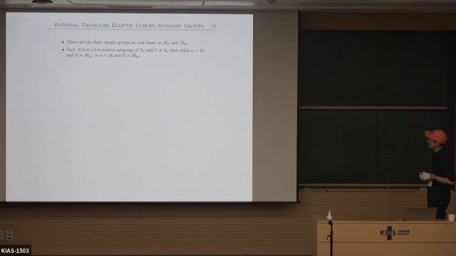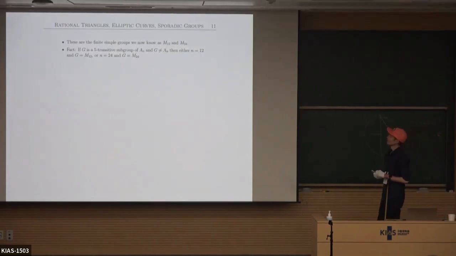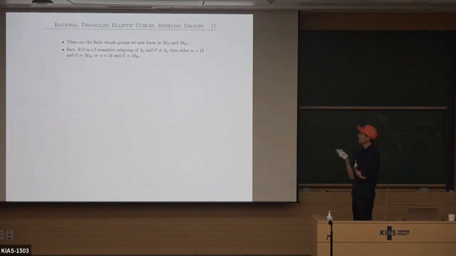And well, one way to understand, so it turns out that if you have a 5-transitive group of permutations of some set, which is not A_n or S_n, then it's M12 or it's M24.